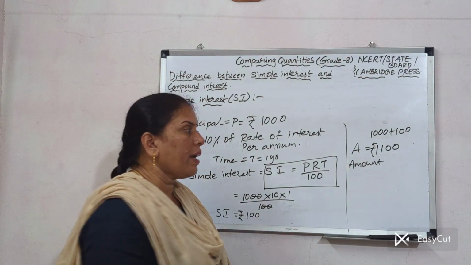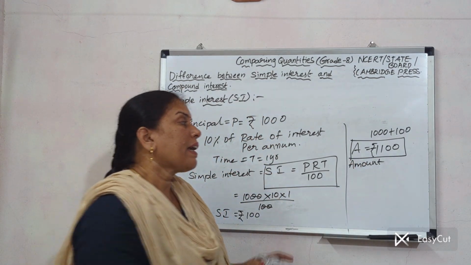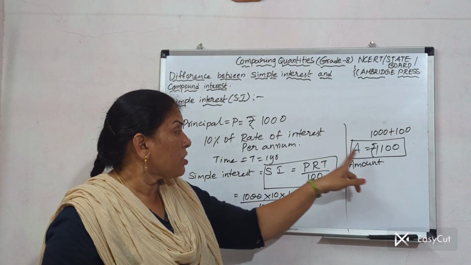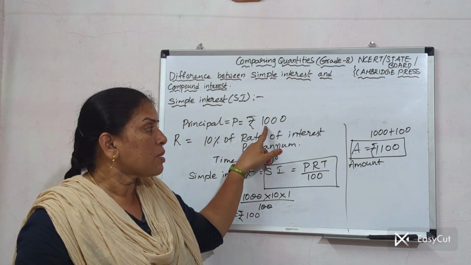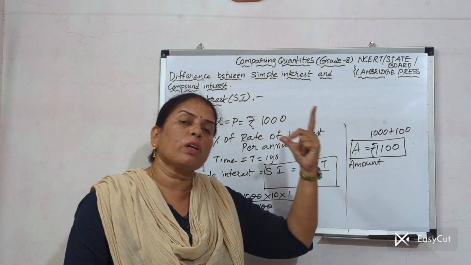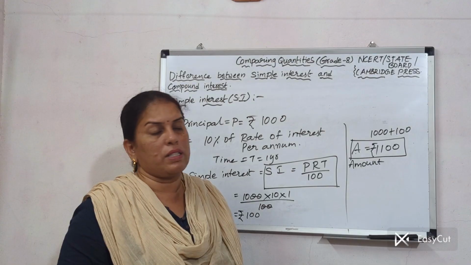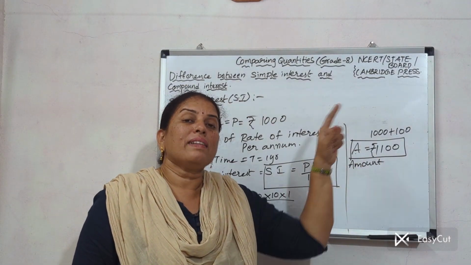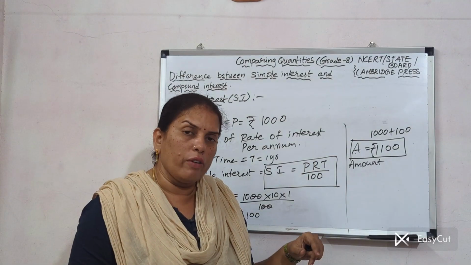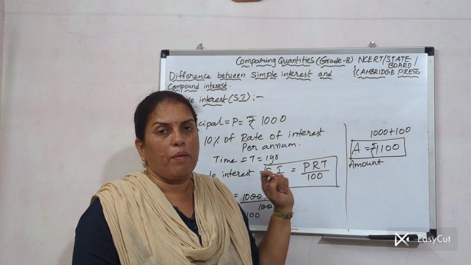All of you understood, children? This is called the amount. Amount is denoted by the capital letter A. Capital A means amount. This is not equal to principal. Principal is different, amount is different. Principal means how much I took, how much I borrowed. Amount means at the end of the year, how much time did he give? 1 year he gave. After 1 year, how much do I have to pay? That is called the amount.